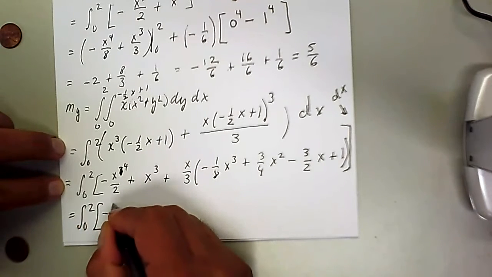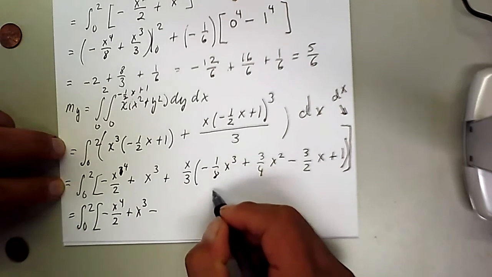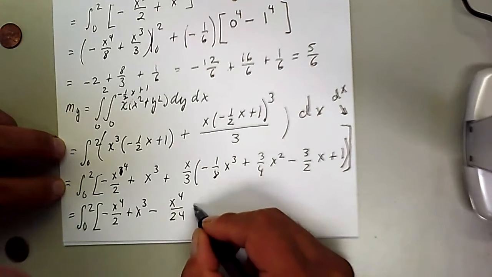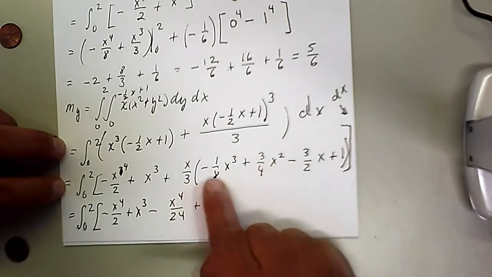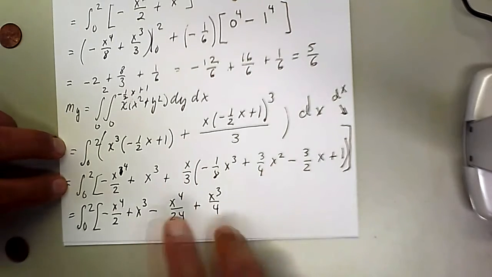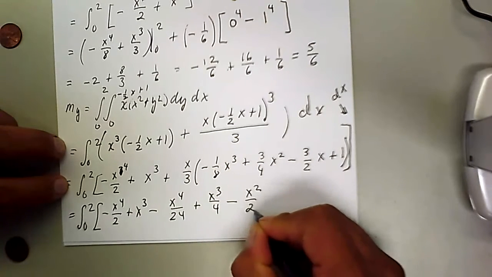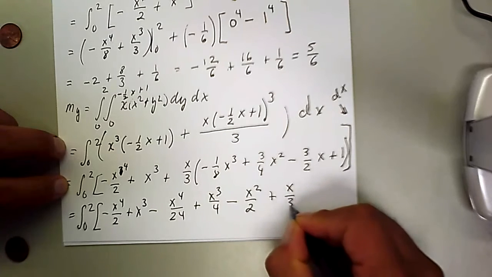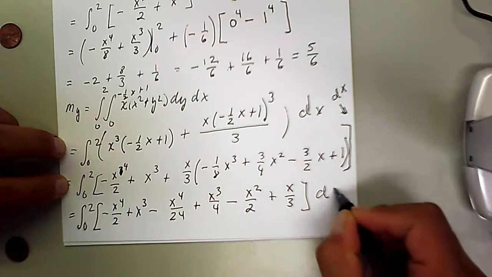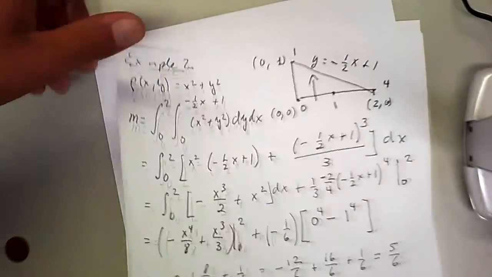0, 2, negative x to the 4 over 2 plus x cubed minus x to the 4 over 24. So those two are going to combine in the next step, plus, oh, the 3's will cancel out nicely, x cubed over 4. Again, those two are going to combine, minus the 3's simplify, so we have x squared over 2, plus x over 3 when we multiply x over 3 with the 1. We're going to close the bracket, dx. So next, we're going to simplify the polynomial before we actually go and integrate the polynomial.